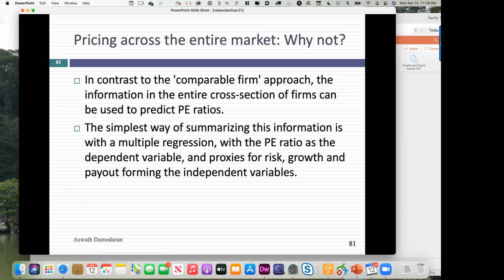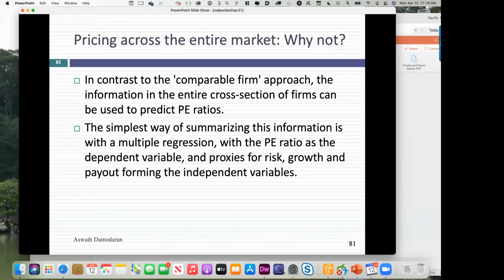Any questions? Okay, let's talk about pricing across the entire market. So far I've stayed sector focused, right? I've taken beverages, I've taken banks, but I've stayed within the sector. But if you can control for differences across companies, why am I stuck with sectors? Why can't I look across the entire market?